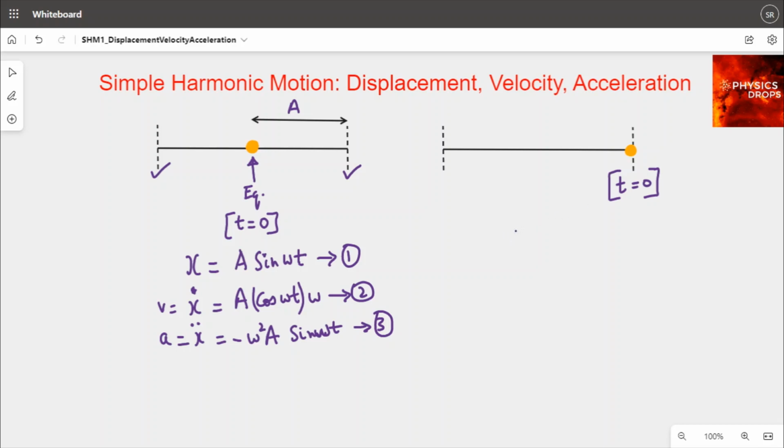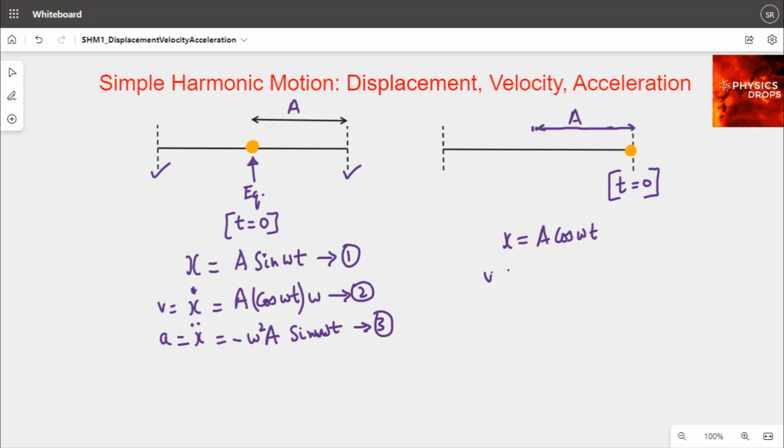Let's take the case on the right hand side. We start t equal to 0 at the right extreme. So the displacement x is given by a cos ωt. If we plug in t equal to 0 here, we see that cos 0 is 1 and we get the value a, which is correct. From the equilibrium position, this distance is a, which is the amplitude.